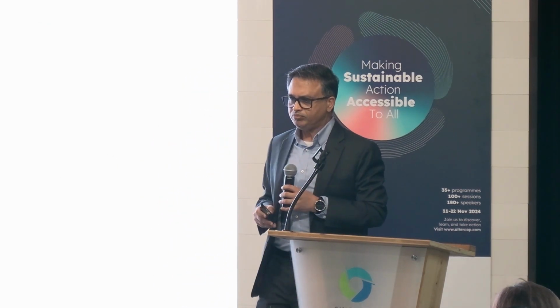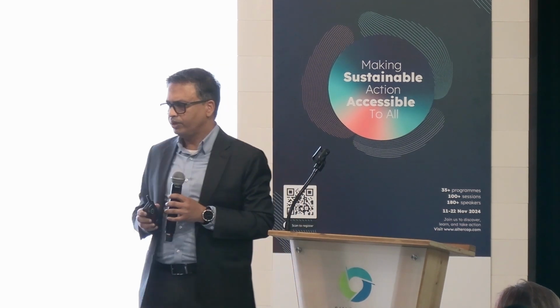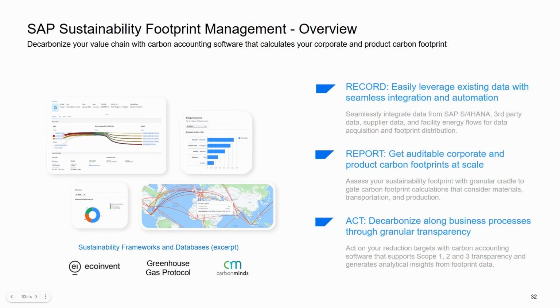We'll see that a few times during the course of today's presentation, but very briefly, the first software is the sustainability footprint management. As the name says, sustainability and footprint. This helps companies to actually do the carbon and product footprint calculation. The three things you see, 2 R's and 1 A: record, report, and act.